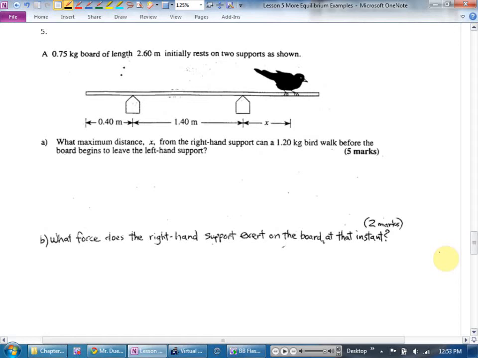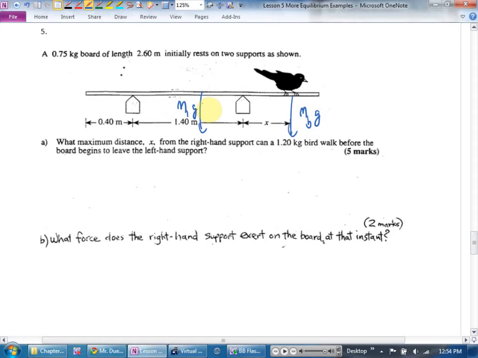So what are the forces? Well, definitely have mass of the bird times g. What else? Mass of the bridge. How long is the bridge? 2.6. I'll eyeball the center of mass, 1.3. I'll call it M1 g, because bridge and bird begin with the same letter. Can that be all? No, why not?